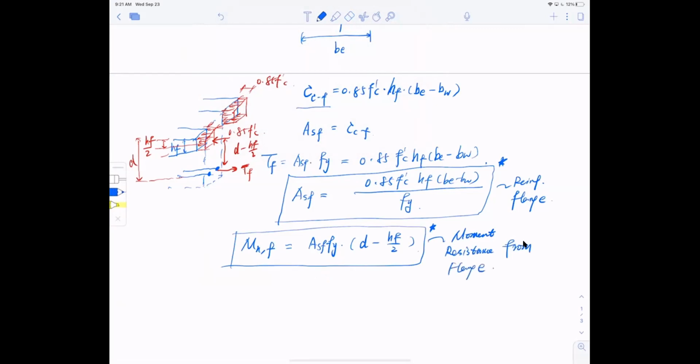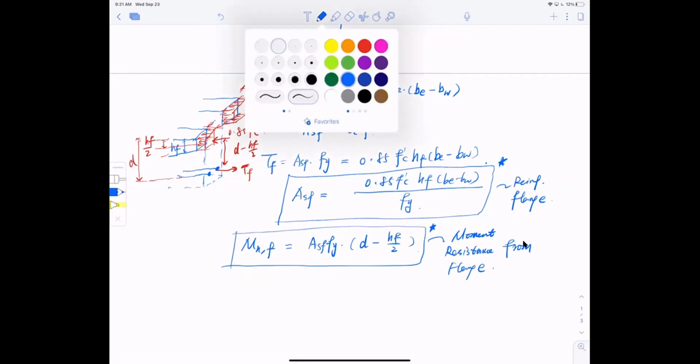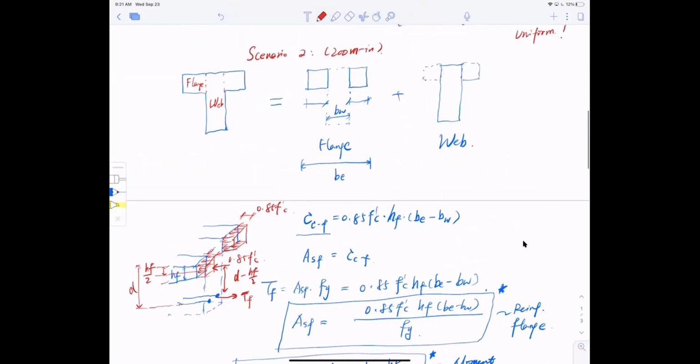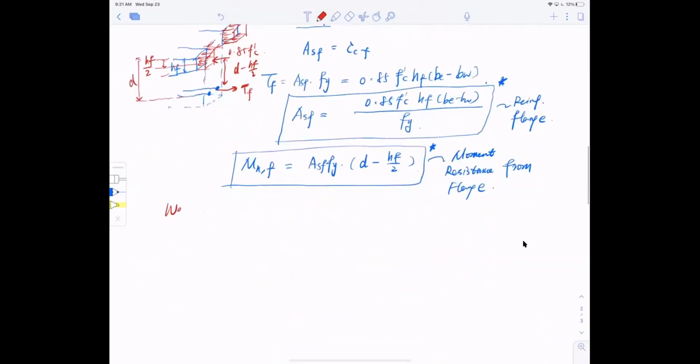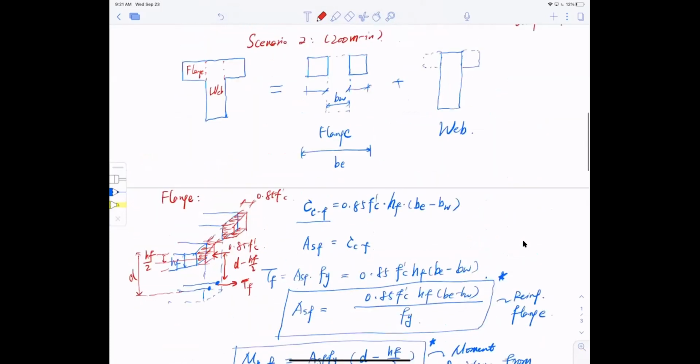Right? So that is the contribution from the flange. We're still under scenario number 2, but the component from the flange. So this is scenario number 2, this is from flange. How about from the web? Right? So take a look at the web now.